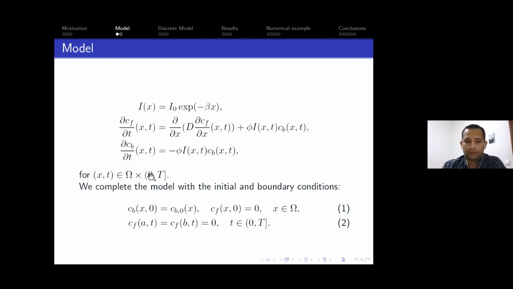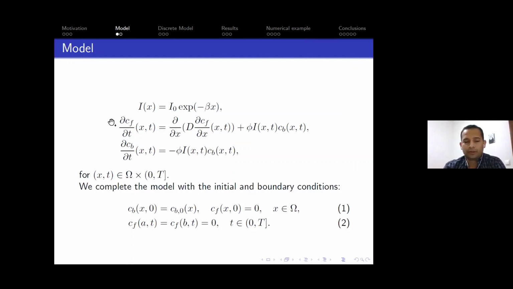Now we can jump to the model. The first equation is the Beer-Lambert law. I_0 is the intensity of the source, the light intensity that arrives at the boundary of the medium. And beta is the attenuation coefficient.